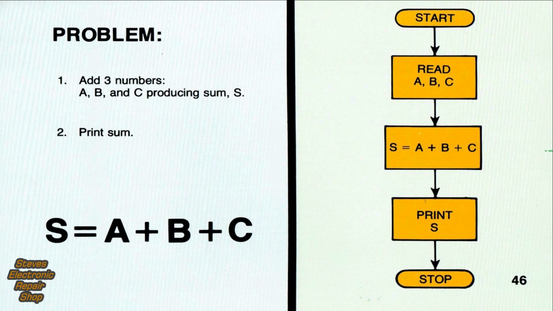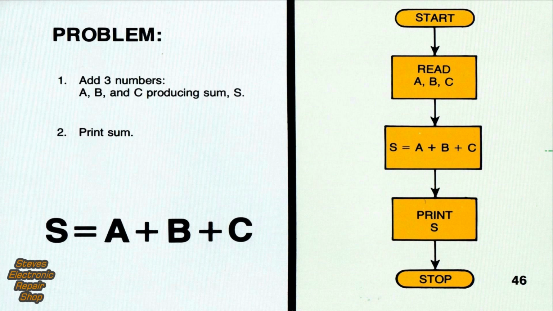Now that you recognize flowchart symbols, let's try a couple of flowcharting problems. The first problem is shown on the left. We need to write a flowchart that will allow the computer to add 3 numbers identified as A, B, and C, producing the sum S. Then we want the computer to print the sum. The mathematical expression for this problem is shown at the bottom.